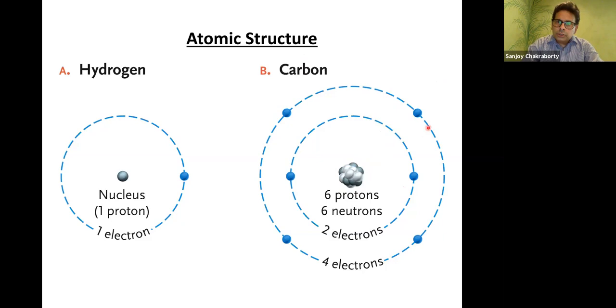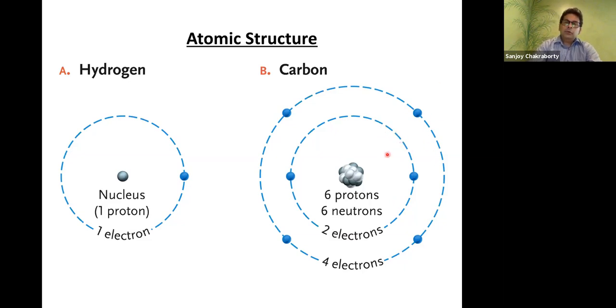The 1, 2, 3, 4, that's how we name them, or we name them K, L, M, N, O, P. Or this is simply called first shell, second shell, third shell.